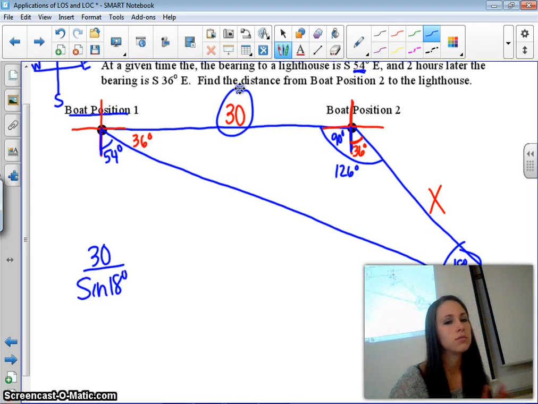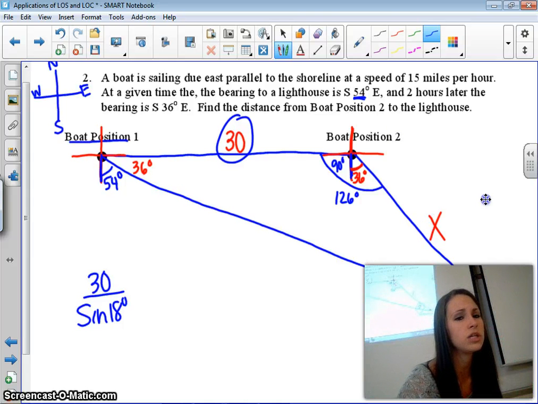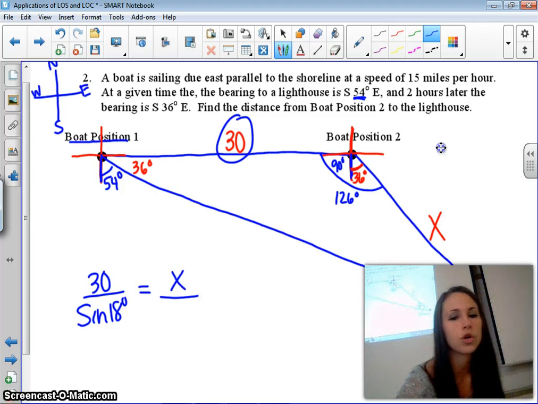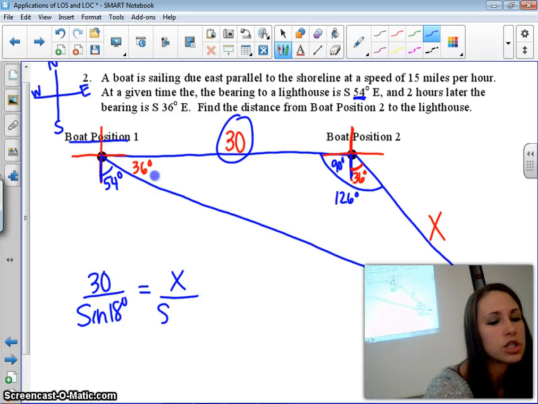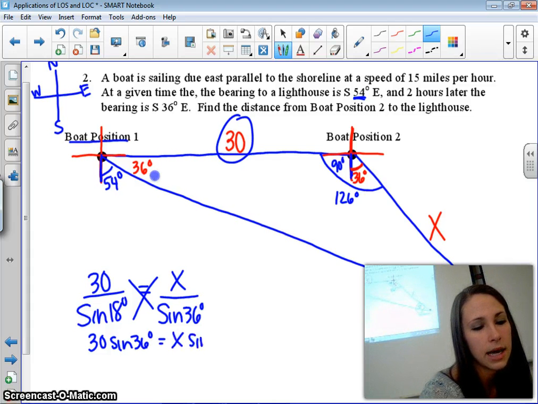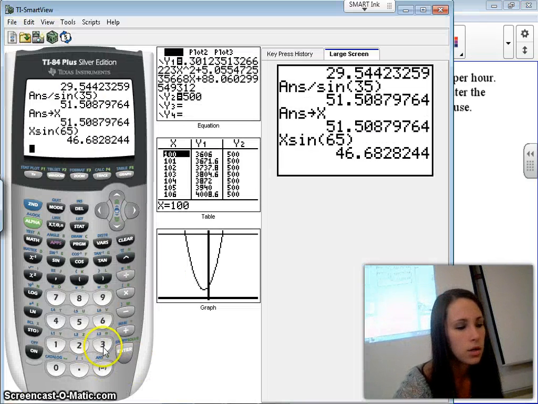And now, usually word problems are going to be a little easier because you don't have to solve the whole triangle. What's the only distance I'm looking for? X. And so I'm going to set this equal to X over what? What goes with that side? 36. So over sine 36. And then cross multiply. So this is going to be 30 sine 36 equals X sine 18.